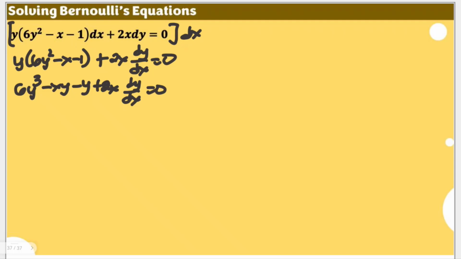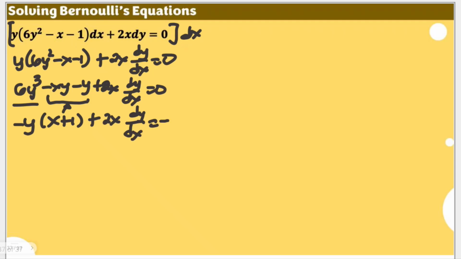But first, we are going to pair this here, because this has y with an exponent of 1. Moving this to the other side and factoring y here, you will have negative y. If you would like to, you could also use positive y, but let me just use negative y. So you have x plus 1 as we take the negative to that, and then plus 2x dy over dx, and you have negative 6y cubed as I moved that to the other side already.